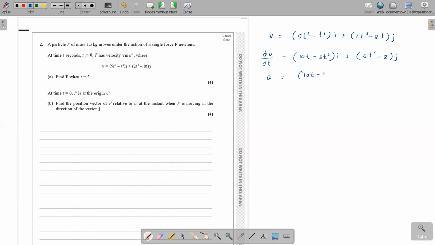So this is the acceleration. They want the force when time equals 2. So put time equals 2 and get the acceleration, children. 10 into 2 minus 3 into 2 square i plus 6 into 2 square minus 8 j. I want the answers fast. 10 into 2, 20, minus 3 into 4, 12. So 20 minus 12 is how much? That is 8i, right? Confirm. Check the answers. 6 into 2 square, 6 into 4, 24. 24 minus 8.